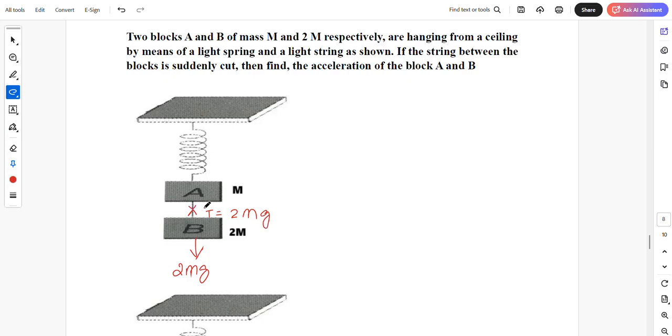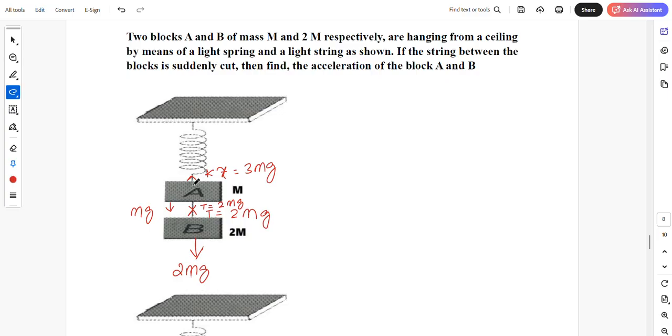This tension is how much? 2 mg. This is the weight, mg. How much is kx? Kx is, add these two: 2 mg plus mg is 3 mg.